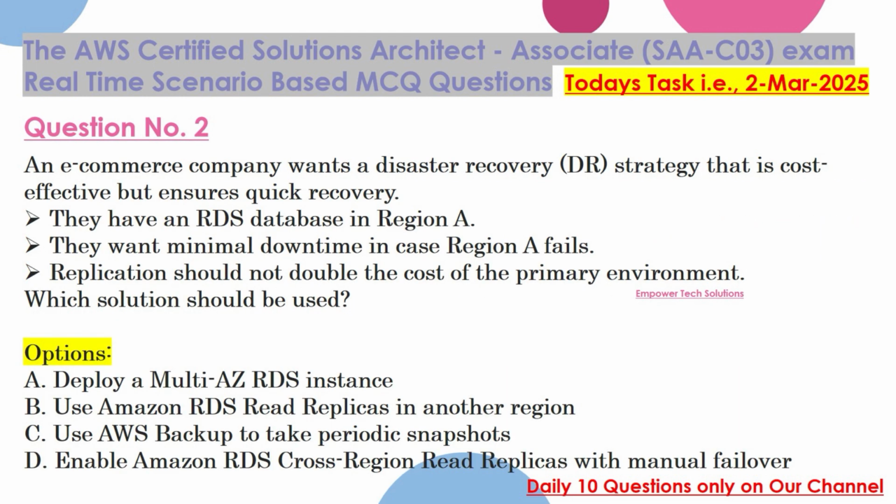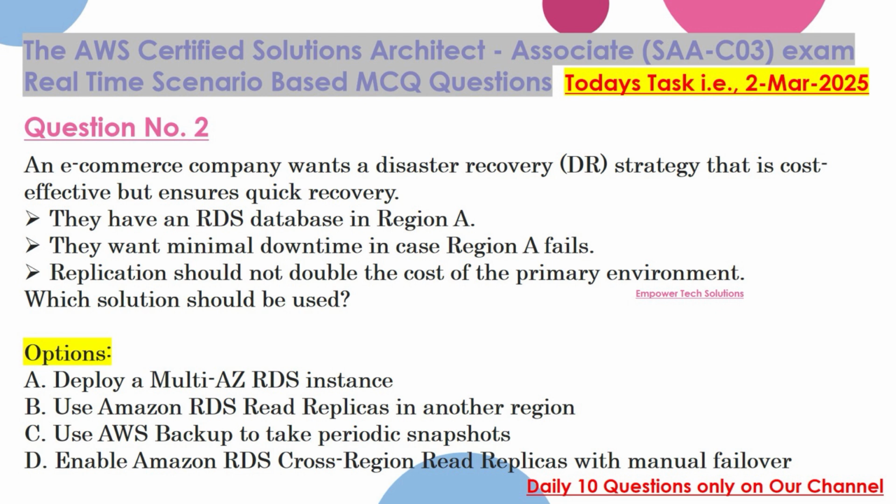Question 2. An e-commerce company wants a disaster recovery (DR) strategy that is cost-effective but ensures quick recovery. They have an RDS database in Region A. They want minimal downtime in case Region A fails. Replication should not double the cost of the primary environment. Which solution should be used?